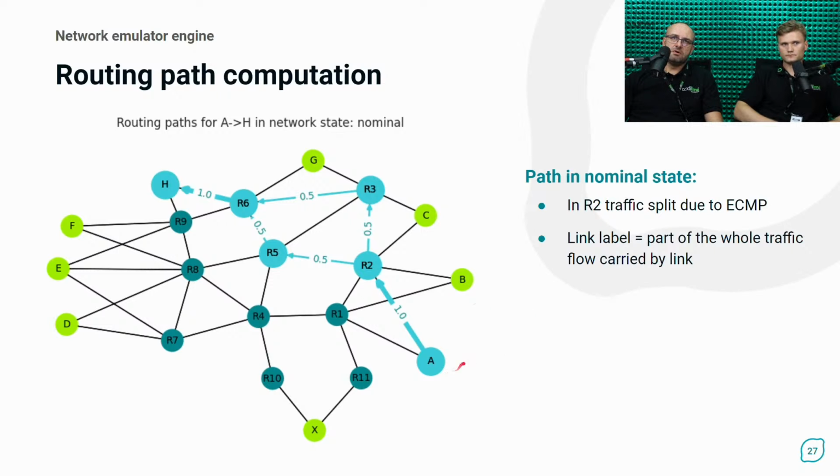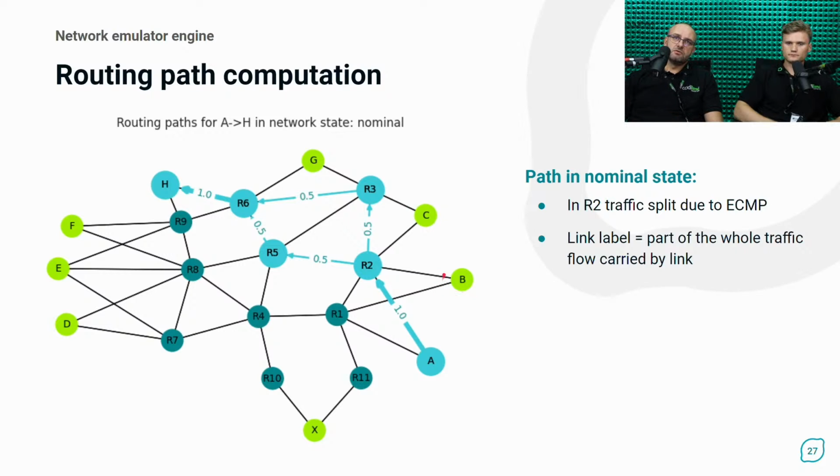This is an example of routing paths from edge router A to edge router H. So here we see that there is a situation when, starting from router R2, we have two shortest paths, here and here. We call such a situation equal cost multipath. And the labels denoted on these arrows represent what part of the whole traffic between A and H is carried by particular links in our network.